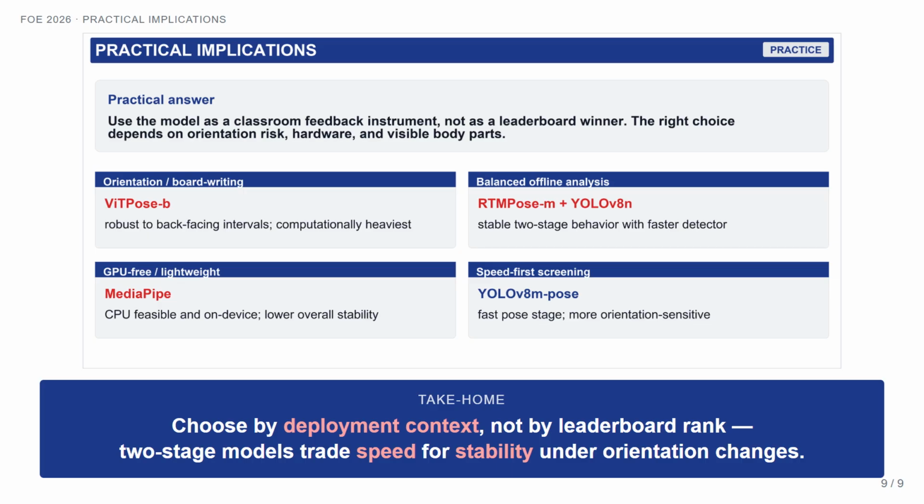So the practical message is conditional. If orientation and robust tracking matter most, ViTPose-Base is a stable choice, but it is heavy. For balanced offline analysis, RTMPose-Medium with YOLOv8-nano is a strong option. For GPU-free deployment, MediaPipe is feasible, with lower stability. For speed-first screening, YOLOv8-Medium-Pose is useful, but orientation sensitive.